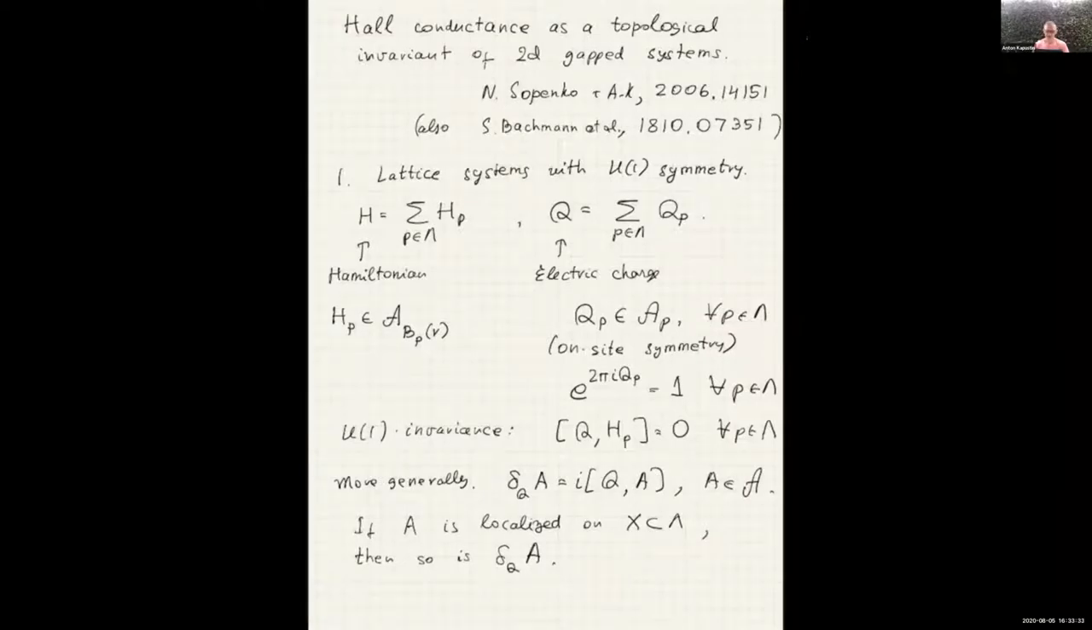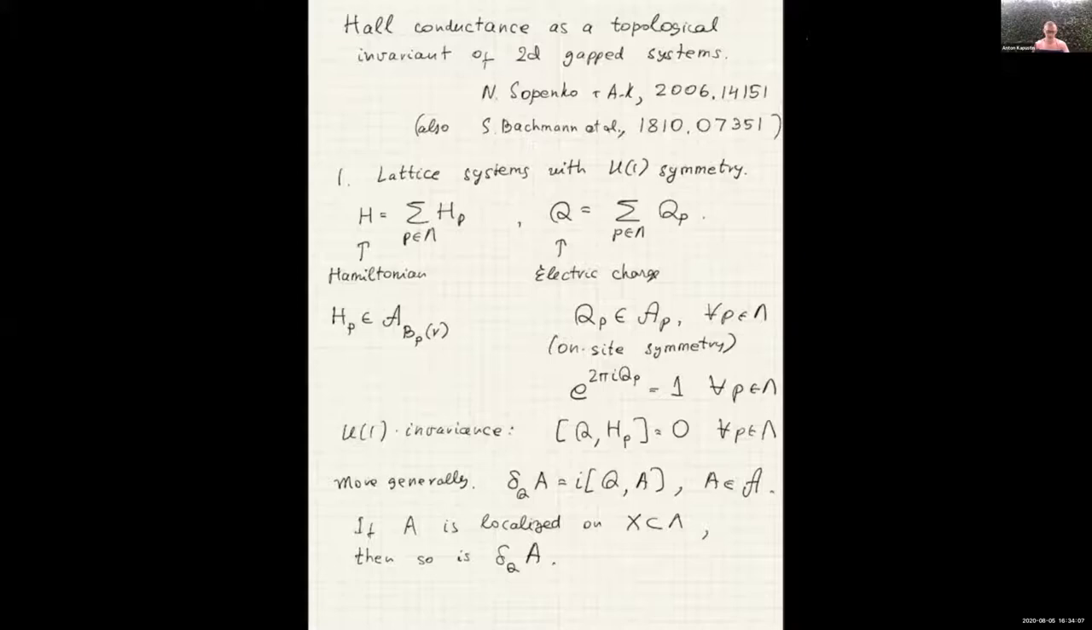So on-site symmetry means that each of these local charge operators just acts on a particular site. So it belongs to the algebra of variables localized on a particular site and exponentiates to, well, has integer eigenvalues. I write it this way. So the operators Q_P and H_P are perfectly nice observables, but their formal sums are just formal sums. So this H and Q are not really elements in the algebra of observables. We'll see later what they are good for.